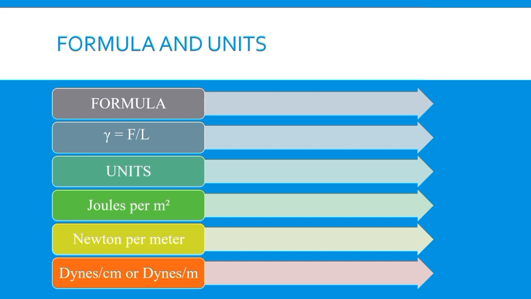Following this formula, we find the unit of surface tension as joule per meter square. And joule is equal to Newton meter. That's why we find another unit, Newton per meter, because Newton meter divided by meter square gives us Newton per meter. Another unit that defines surface tension is dynes per centimeter.